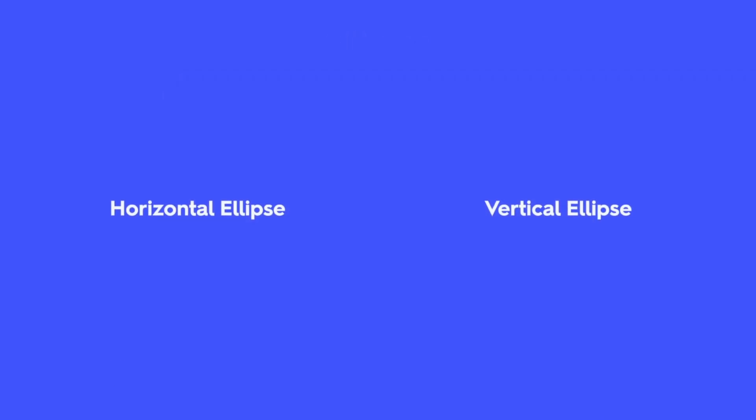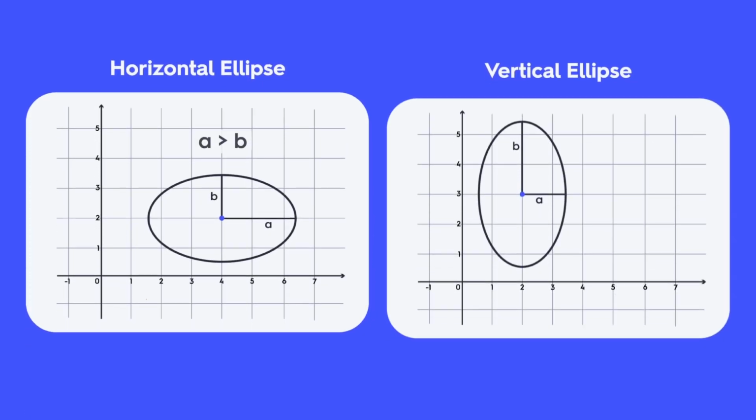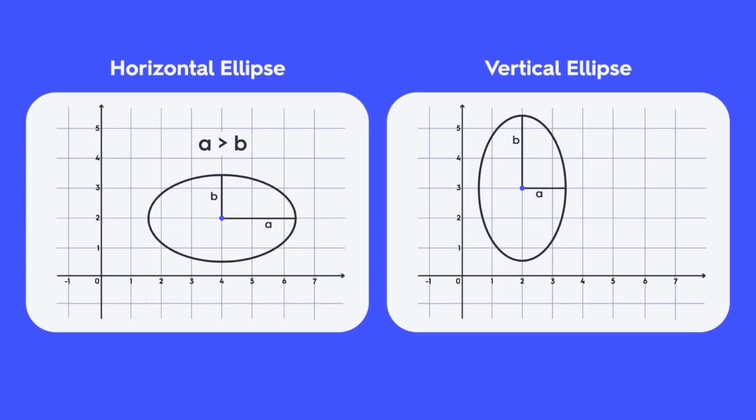How do you tell which way it stretches? If a is bigger than b, the ellipse is wider than it is tall, so the major axis is horizontal. If b is bigger, the major axis is vertical. The larger denominator marks the stretch direction.